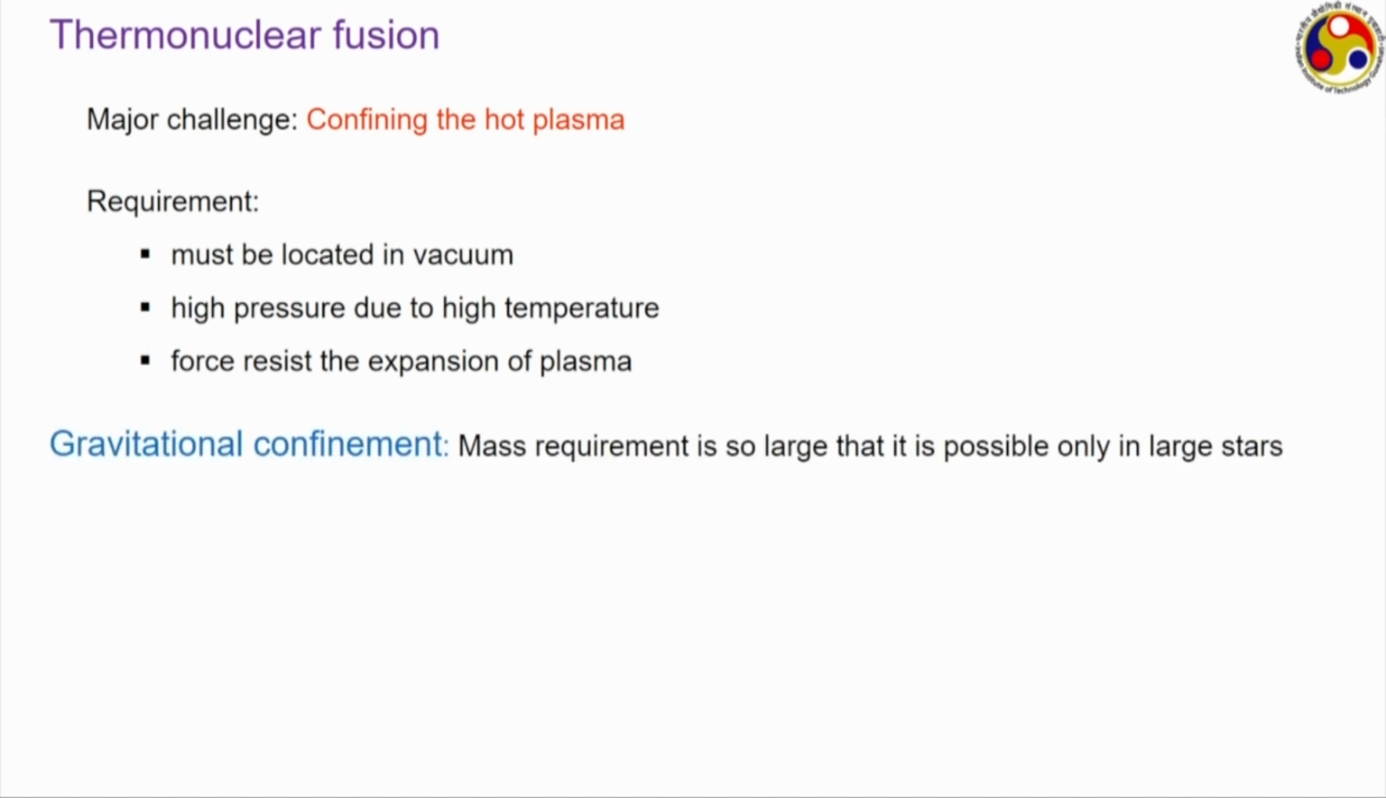Gravitational confinement, that is, the amount of mass that is required to have gravitational confinement, is not possible on the earth, rather it is possible only in very large stars. Thermonuclear fusion is generally the mechanism that stars go through.